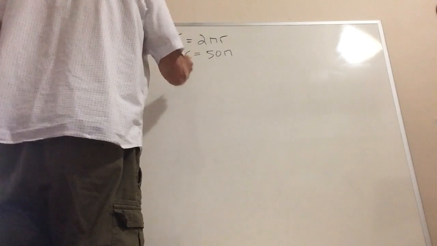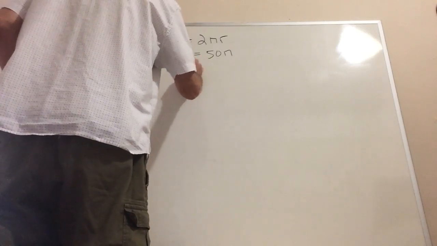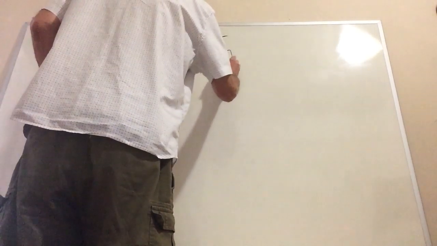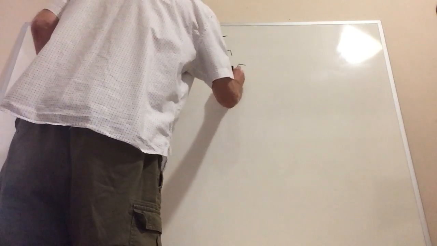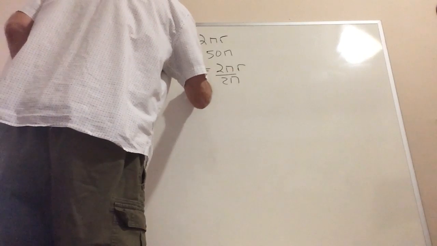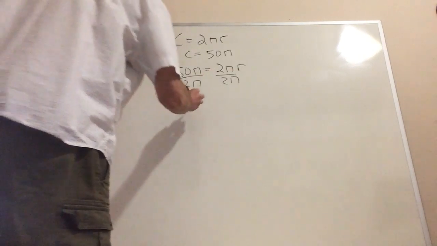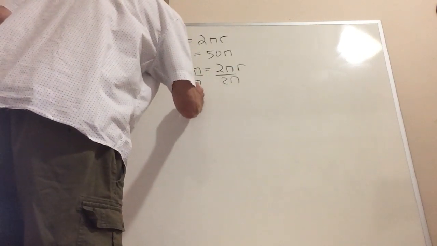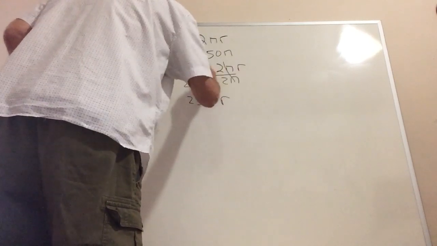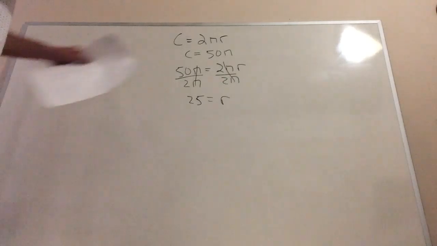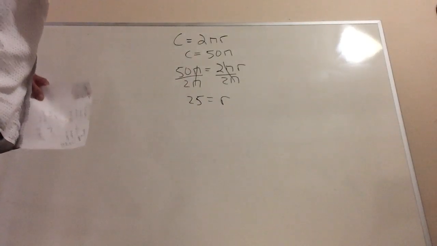I replace c, the circumference, with 50 pi, right in the formula, and then we divide, as we always do in algebra, both sides by 2 pi, and it turns out then that 25 equals r, because all the pi's are canceling out of there, and half of 50 is 25.